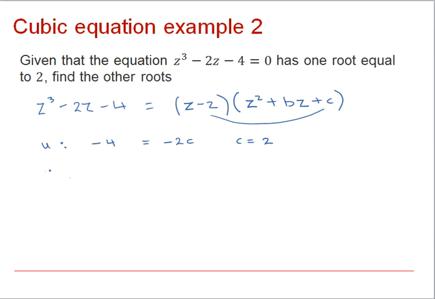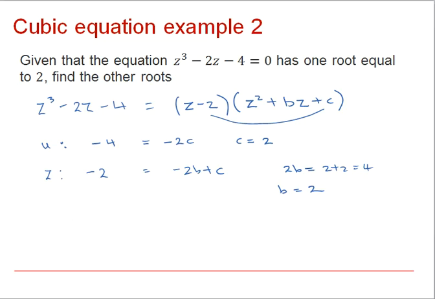If I go on to then compare the coefficients for z, I can see that minus 2 on the left-hand side will be minus 2b plus c on the right-hand side. Now, I already know that c is 2, so therefore 2b will equal 2 plus 2 equal 4, leaving me the answer that b equals 2. You may want to pause here and check all that working for yourselves.